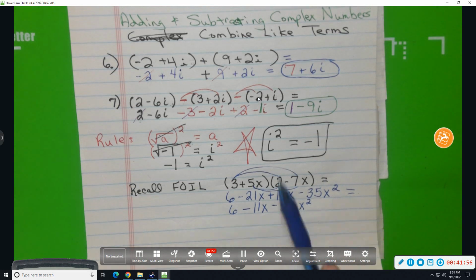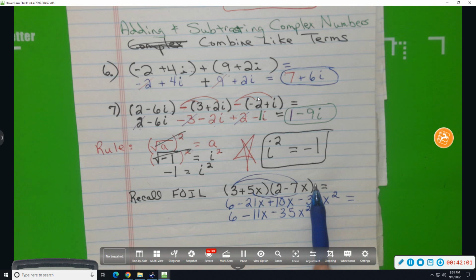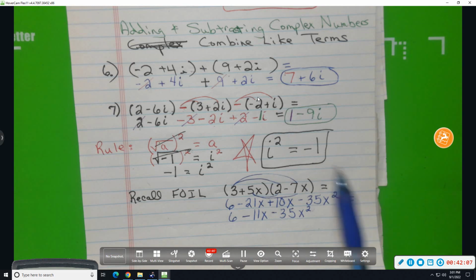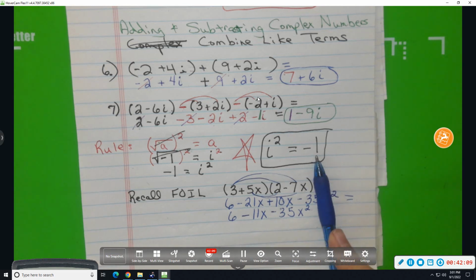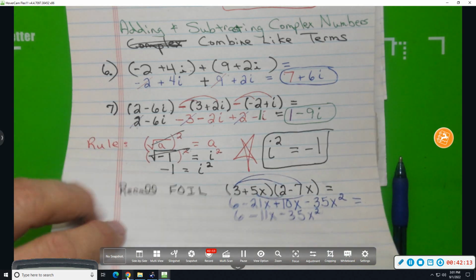On number 8, it's going to be just like what we just did here, except instead of the letter X, guess what letter we're going to have? I. And then when you get the I squared, you'll have to replace it with the -1. Okay? So number 8, let me do it.